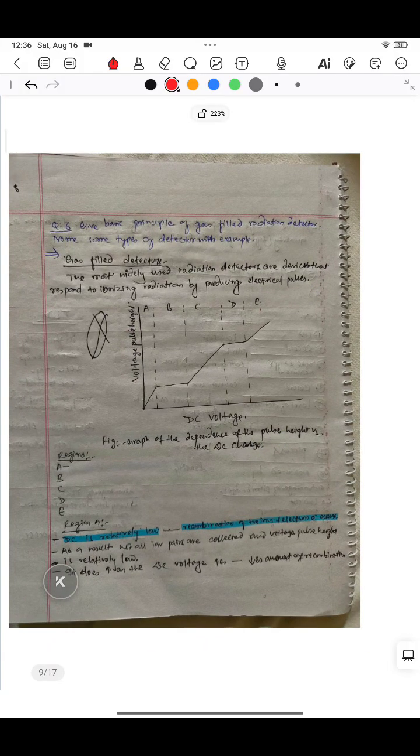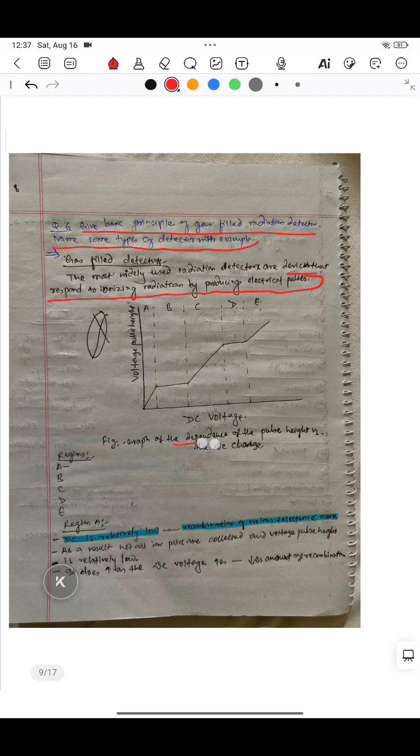Give the basic principle of the gas filled radiation detectors. Name some types of detector with examples. So the gas filled detector is the most widely used radiation detector, a device that responds to ionizing radiation by producing electrical pulses.